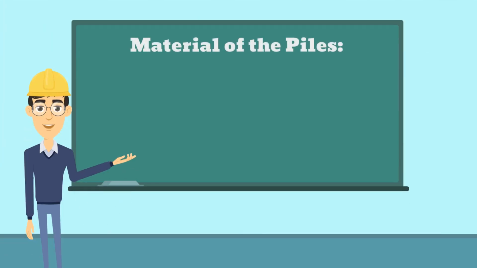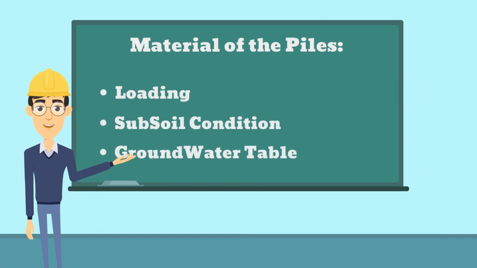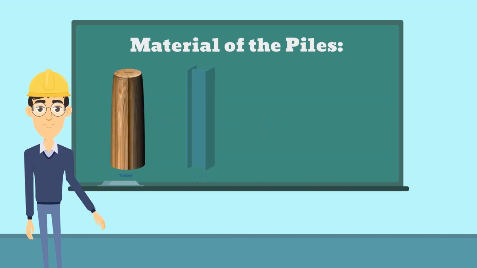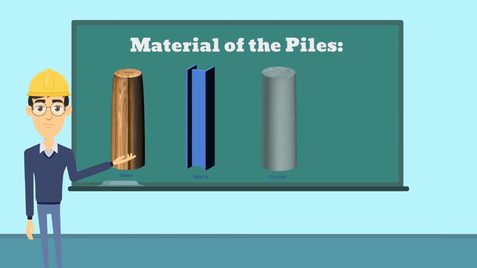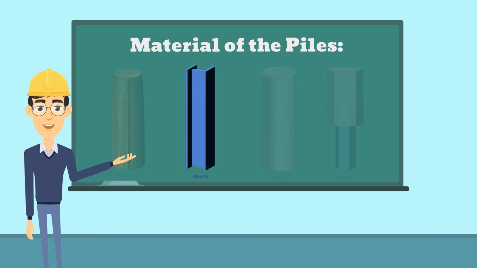Different types of piles are used in construction work depending on the types of load to be carried, the subsoil conditions, and the location of the water table. There are different material types of pile, for example, timber pile, steel H pile, concrete pile, and also composite pile. Steel H pile is one of the most commonly used in Hong Kong.